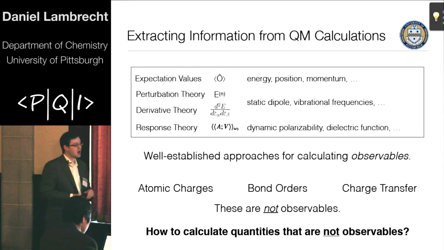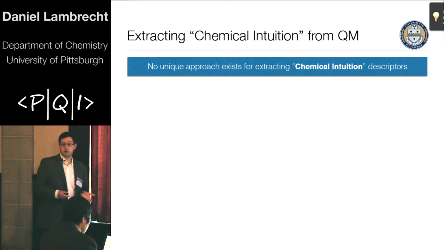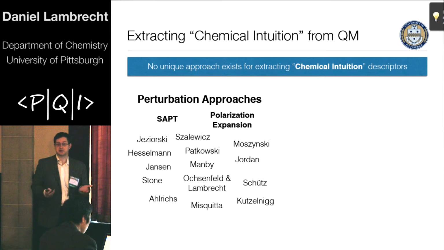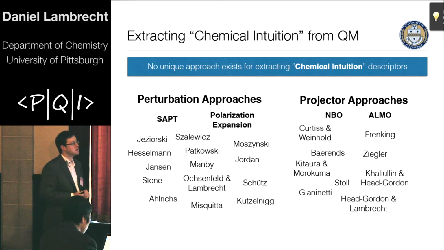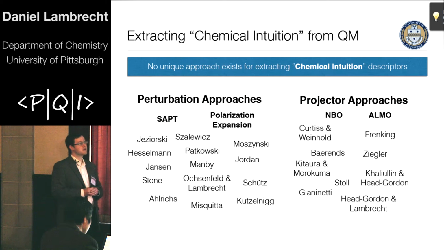So a central question is, how can we introduce a well-defined procedure to calculate such quantities from quantum mechanics? And clearly, there's no unique approach because there is not a single operator that we can define, but rather there's a plethora of approaches out there in the literature. I'd roughly like to categorize them either as perturbation approaches or as projector or localization approaches, and I'll say more about what they are. And as you can see, these are just the approaches that I'm more or less familiar with.